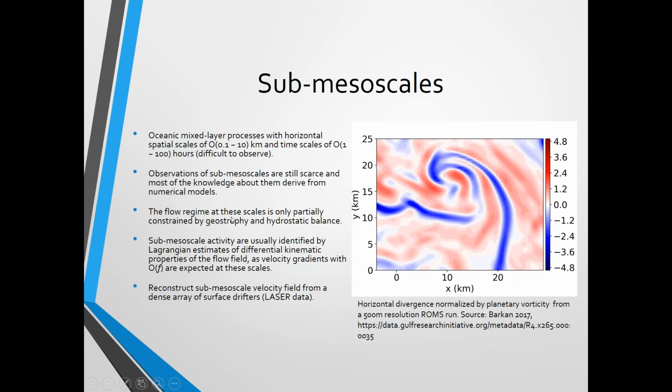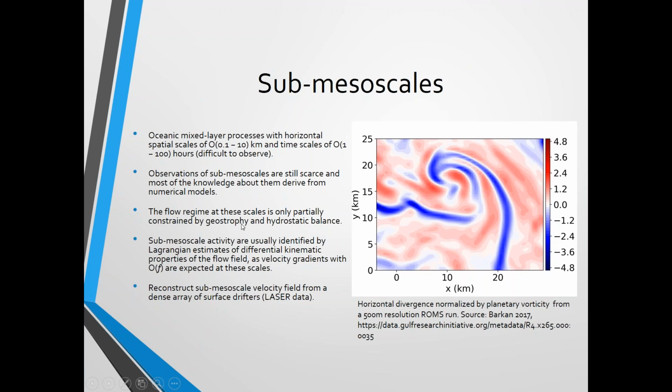So the flow regime at these scales is only partially constrained by geostrophy and the hydrostatic balance. So you would expect velocity gradients on the order of the planetary vorticity. Here you see values reaching up to almost 5 times the planetary vorticity.